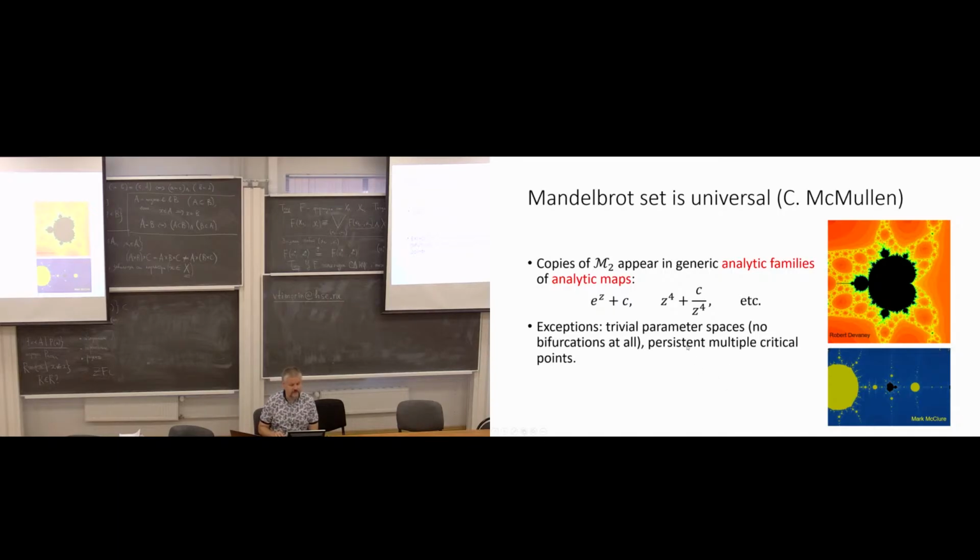So there are very few exceptions. The exceptions are when you have trivial parameter spaces or when you have persistent multiple critical points, where the critical points do not separate, that keep being multiple. Then you'll see copies of the so-called multibrot sets. These are just generalizations of the Mandelbrot sets. This is a theorem of Curtis McMullen.